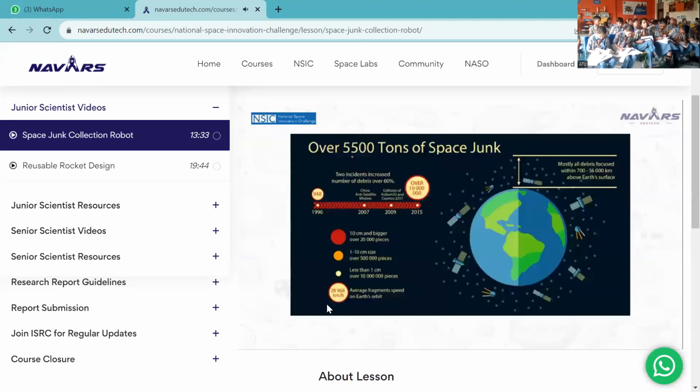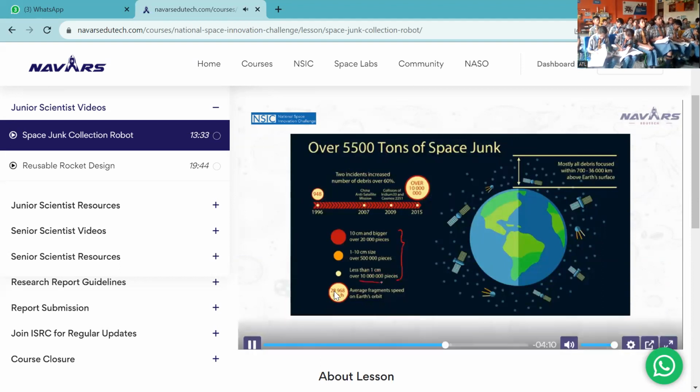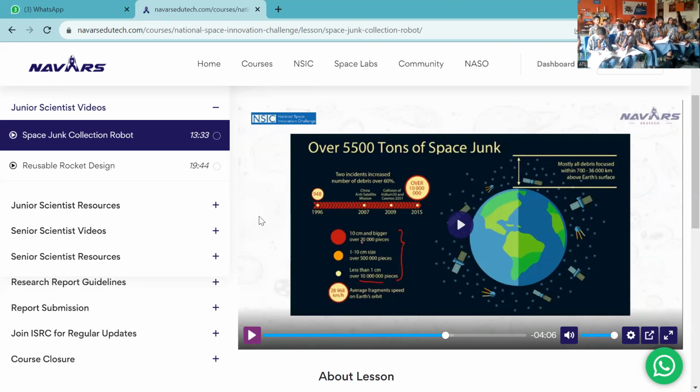Okay, we have 5,500 tons of space junk up in the sky. That's a load, right? So more than the satellites, more than the space telescope, we have debris orbiting around planet Earth. So depending on the size, we can classify like this. Less than 1 centimeter, we have this many pieces up in the sky. If it is 10 centimeters and bigger, then we have this many. Okay. So do you know what space junk is?